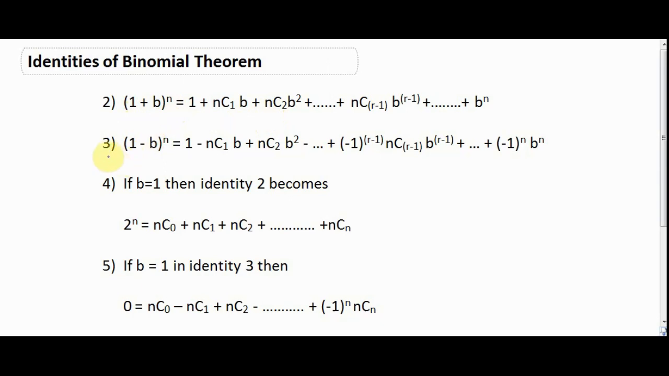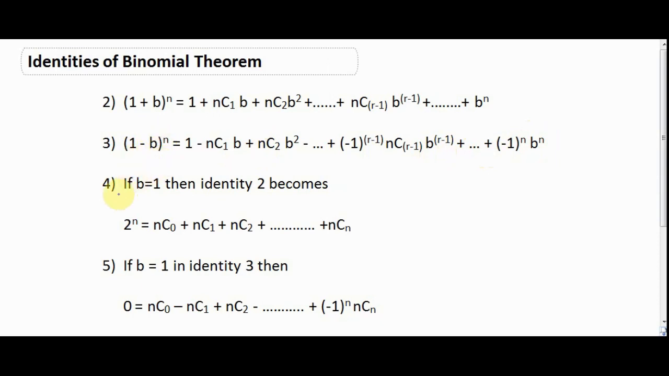Okay, now the third identity says (1 minus b) whole raised to n is equal to 1 minus nC1 b plus nC2 b square minus etc. plus the rth term plus etc. plus minus 1 raised to n into b raised to n. So this identity is obtained by replacing a with 1 in the expansion (a minus b) whole raised to n.